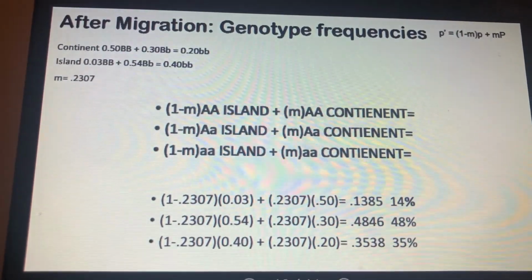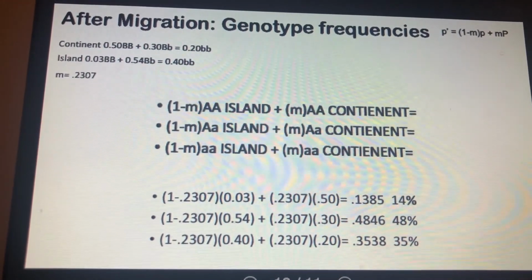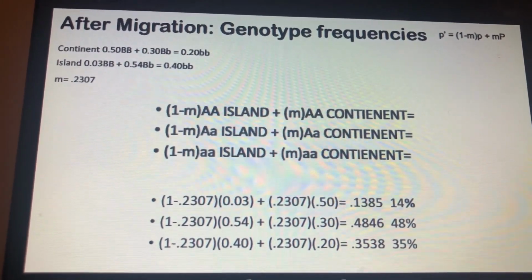Initially, the island had 6% pink, 54% purple, and 40% blue. And now, after migration, we use these calculations here, and we find out we have 14% pink, 48% purple, and 35% blue. Migration genetically linked the populations together, and the allele frequencies will be more homogeneous after migration.